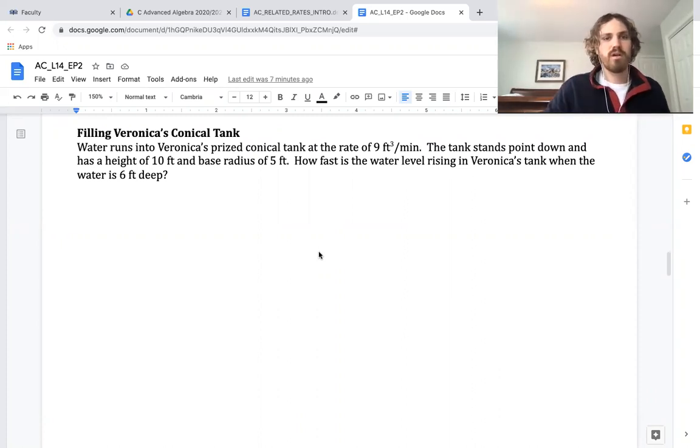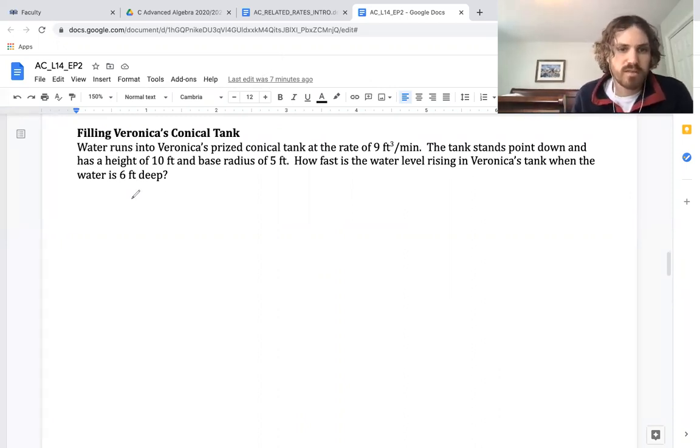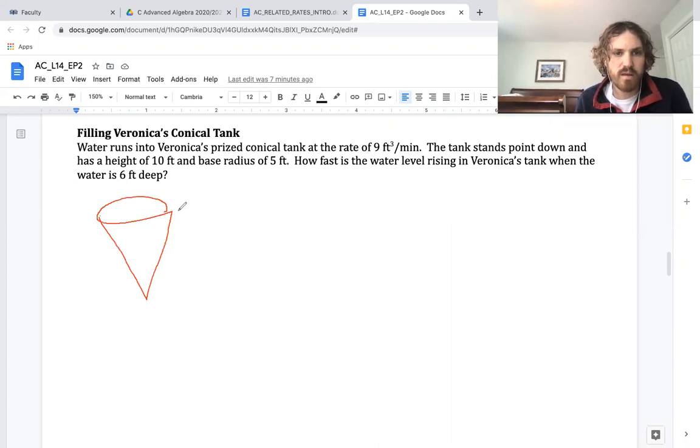So again, we're going to start by trying to draw a picture here. And then from there, we will see what we can do. So we've got a conical tank. Whoops, my pen's upside down. That stands point down. Okay, so it looks something like this. And water is flowing into this tank at 9 cubic feet per minute.